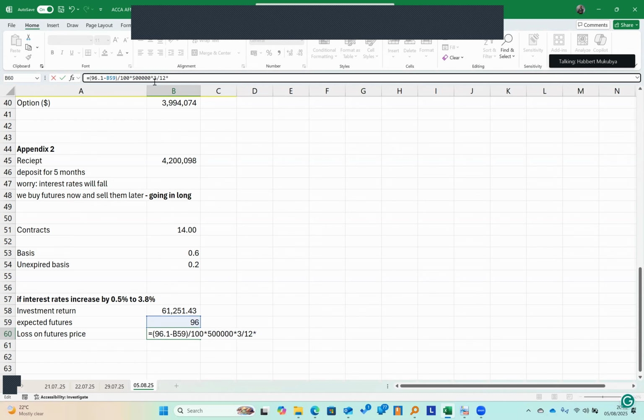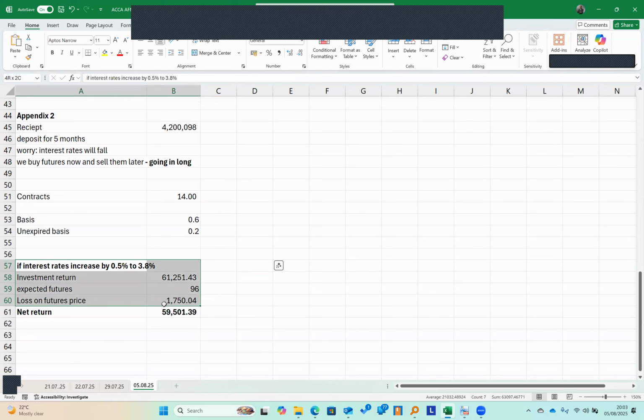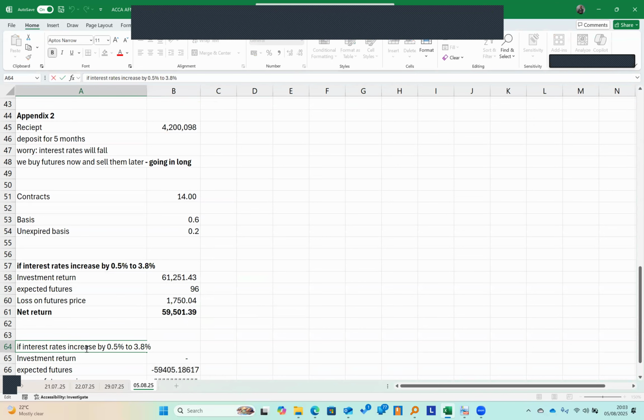Therefore, you can get the net return. So we got this, but we lost this. So which gives us 59 as the net return. Now, if the interest rate decreases, we can just copy all of this. So if it decreases, so if it is 3.3 and you subtract 0.5, it becomes 2.8.